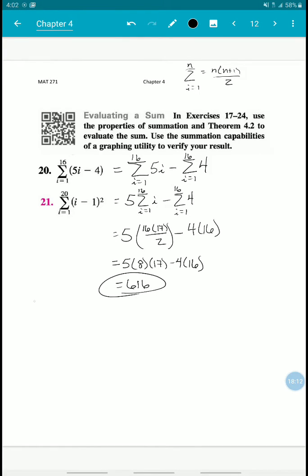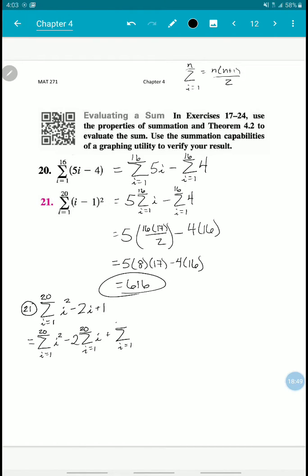Let's look at number 21. So for 21, we're going to have to rewrite that (i minus 1) squared. If we were to FOIL that out, we're going to get i squared minus 2i plus 1. So then we can rewrite this. All we're doing is using properties of addition and expanding this out a little bit.